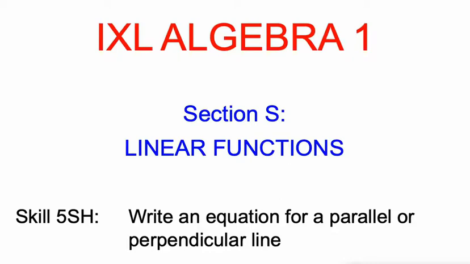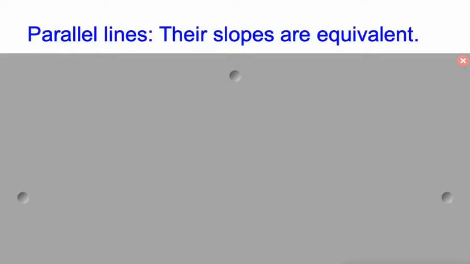We are on the penultimate skill in Section S of IXL's Algebra 1. Penultimate means second to last, by the way. We're going to write an equation for parallel or perpendicular lines today.